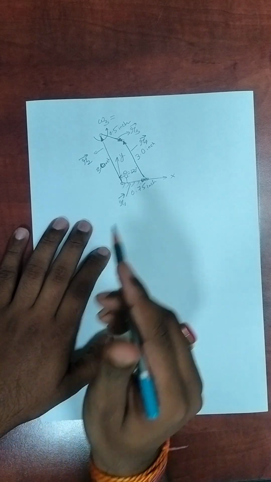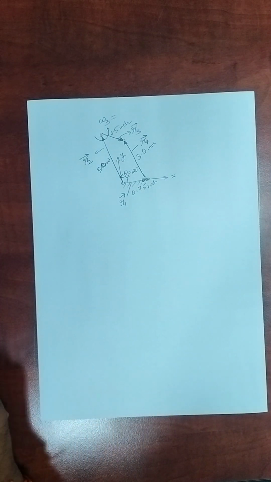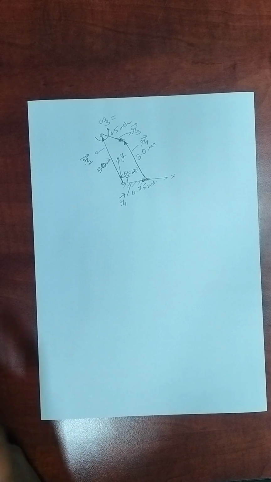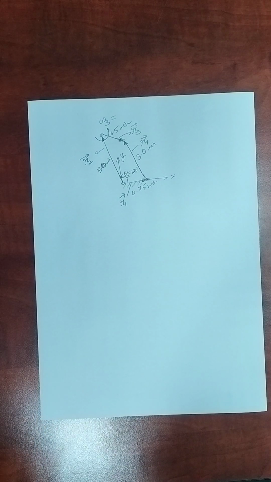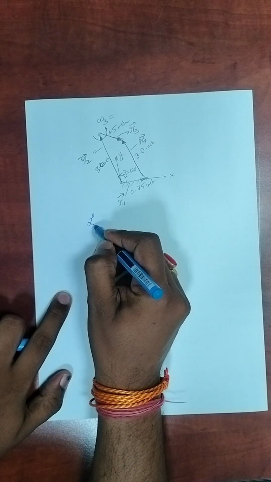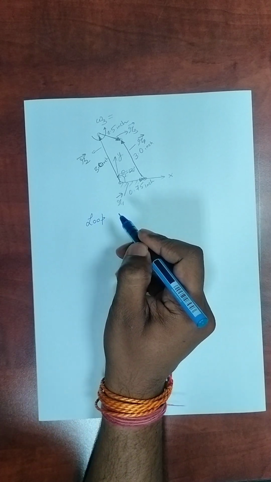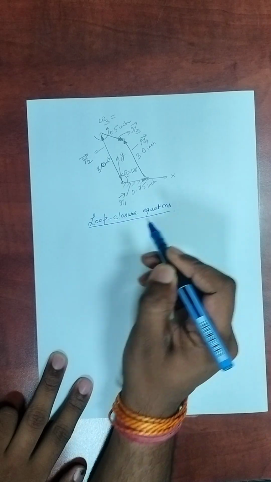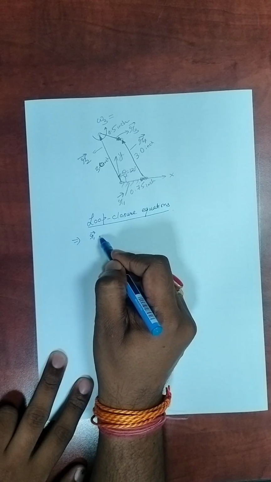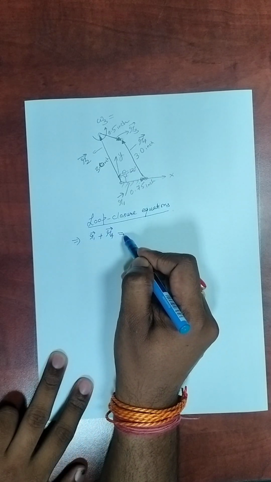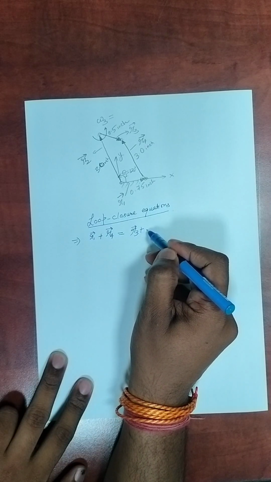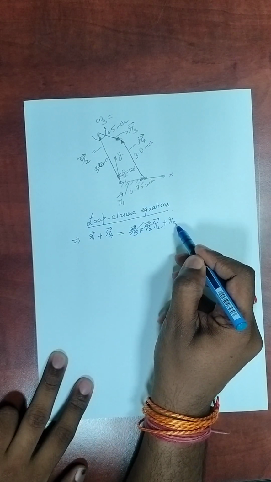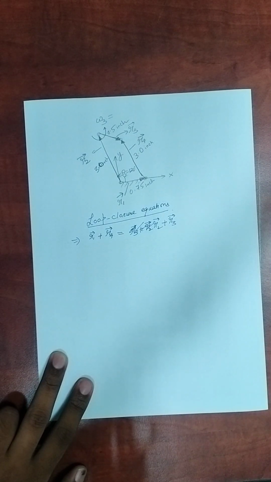From the basic principle of vector addition, writing the loop closure equation, we have r1 vector plus r4 vector equal to r2 vector plus r3 vector, because they are reaching the same point on the mechanism.